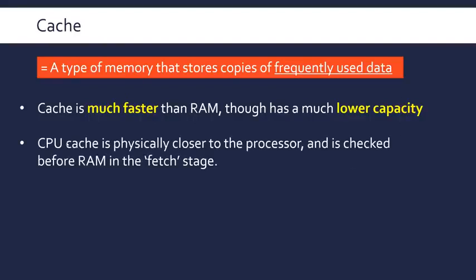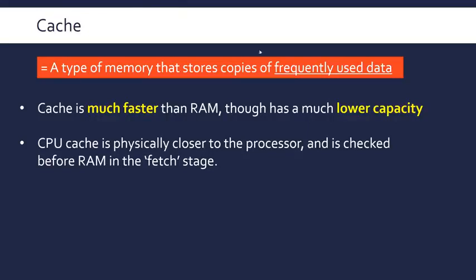CPU cache sits in between the processor, the CPU, and the RAM. And whenever data is being fetched, it will check the cache to see if the data it was looking for is in there before going to the RAM. If it is in the cache, it will just return it. If it's not in the cache, it will then go on to look in the RAM as well.